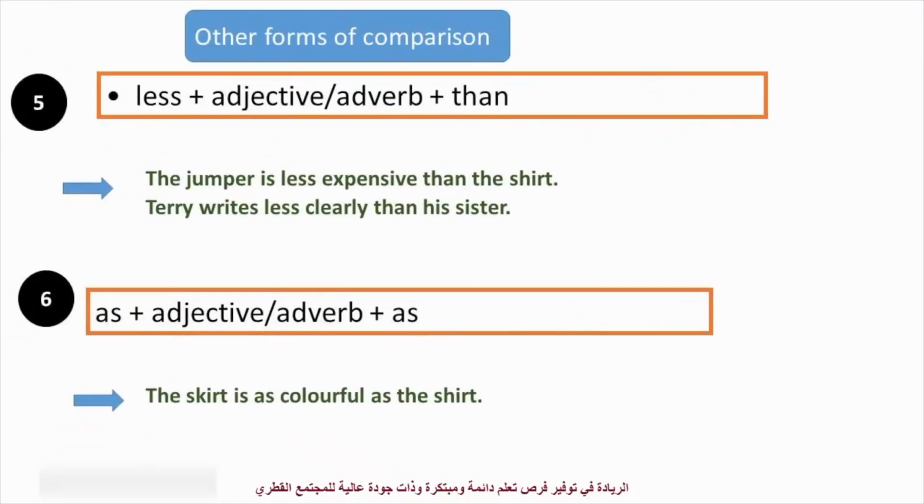Now let's take a look at other forms of comparison. Rule number 5, we have less plus adjective or adverb plus than. For example, the jumper is less expensive than the shirt, or Terry writes less clearly than his sister. 6. As plus an adjective or an adverb plus as. For example, the skirt is as colorful as the shirt. In this example, we have given the same equality for the skirt and the shirt.